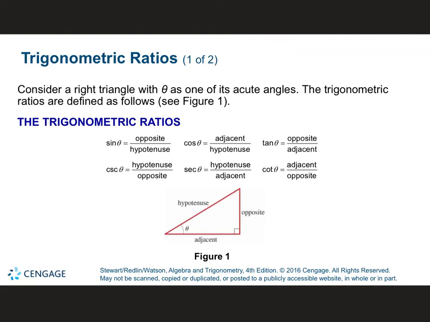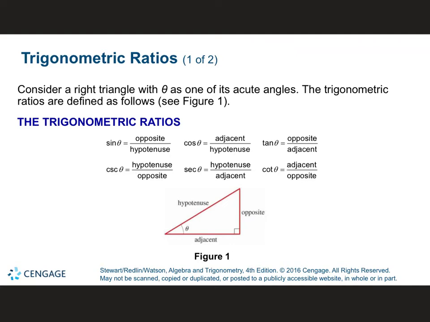When you find your opposite, your adjacent, and your hypotenuse, the hypotenuse is always the longest side length. It's the one that's directly across from that right angle. The opposite side length is going to be opposite of theta, and then your adjacent is going to be the other side length that you don't have labeled.